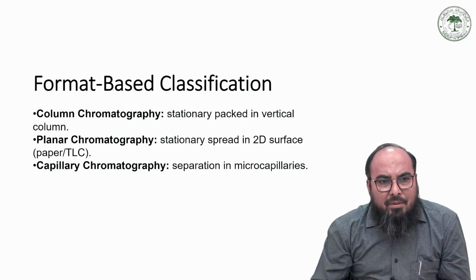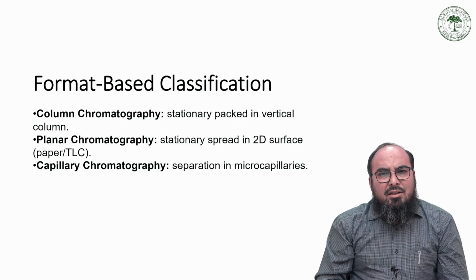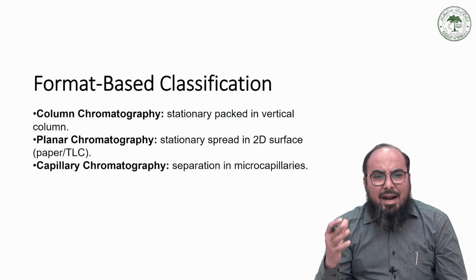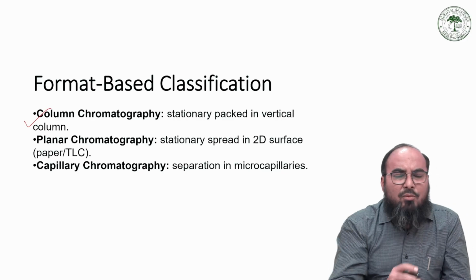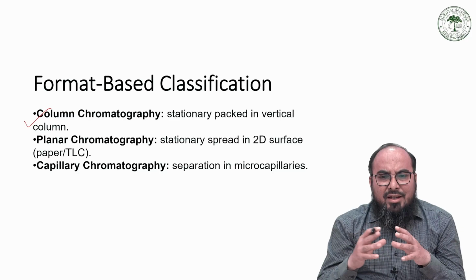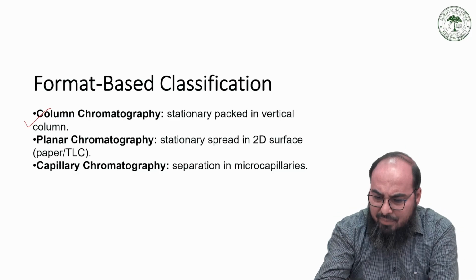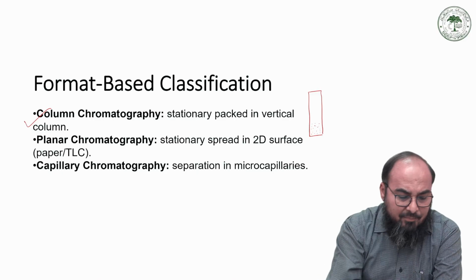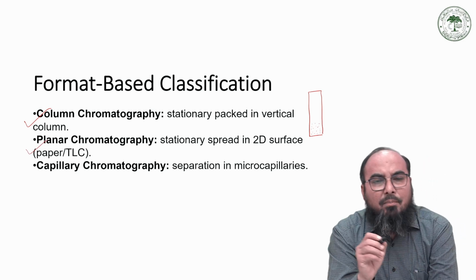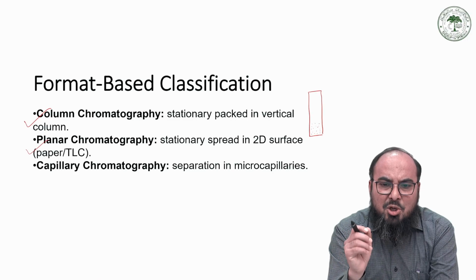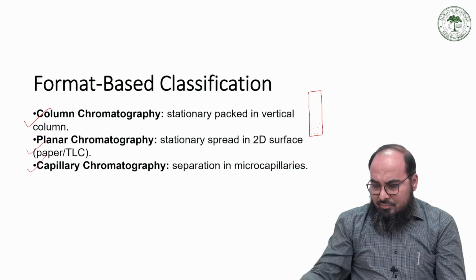Now comes the format based classification. You can also classify chromatography on the basis of the format. If your stationary phase is packed in a vertical column, then you call it column chromatography because it is packed in a column. If the stationary phase is spread on a 2D surface, for example the paper which we have given to you, this paper contains pores, and in these pores the water is trapped, and this type of chromatography is called planar chromatography. Similarly, we have capillary chromatography where the separation occurs in microcapillaries.